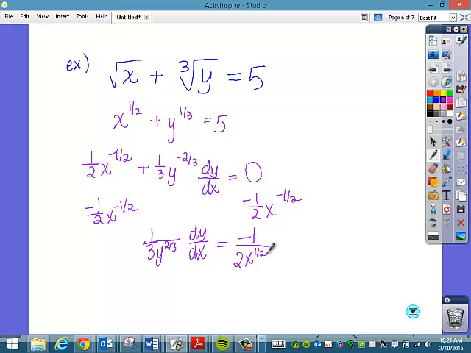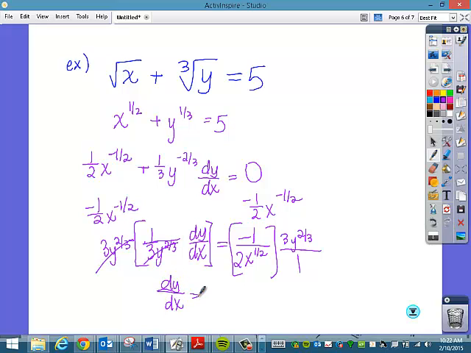Okay, so I'm trying to isolate dy dx. So I would normally divide by 1 over 3y to the 2/3. When you divide by a fraction, that's the same thing as multiplying by the reciprocal. So I'm going to multiply both sides by 3y to the 2/3. Remember, this is 3y to the 2/3 over 1. So these cancel out, leaving me with dy dx equals, multiply straight across, the numerator, negative 3y to the 2/3, over straight across the denominator, 2x to the 1/2. Final answer.